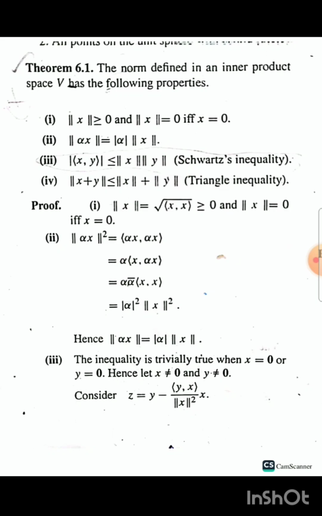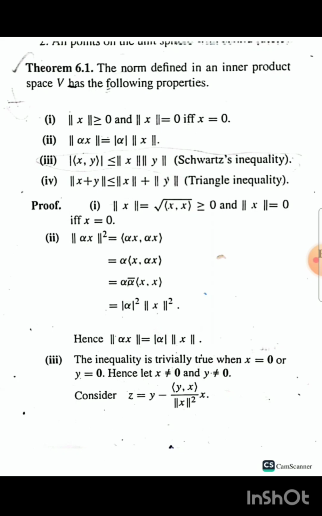And the second one, the norm of alpha x is equal to, for the scalar we take the modulus, mod of alpha times the norm of x. And the third one is the Cauchy-Schwarz inequality, which means the modulus of the inner product of x comma y is less than or equal to the norm of x times the norm of y. And the fourth one, the triangle inequality: the norm of x plus y is less than or equal to the norm of x plus the norm of y.